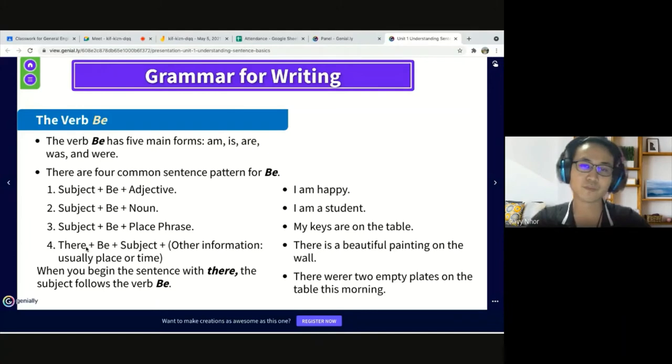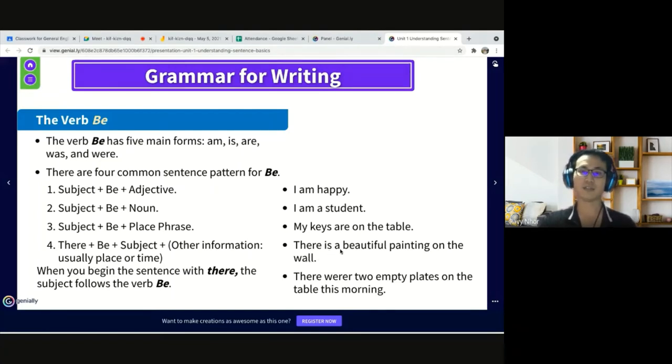Okay, let's look at the example. I am happy. I is the subject, and then be, am. Present simple. I am happy. I am a student. My keys are on the table. On the table is a place phrase, an adverb of place. There is a beautiful painting on the wall.